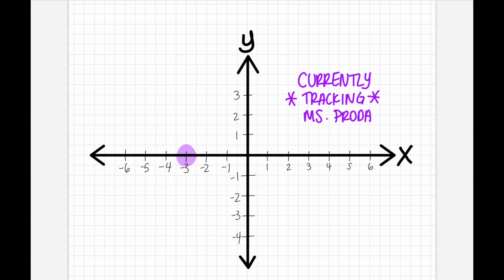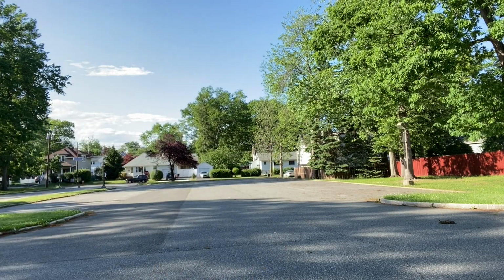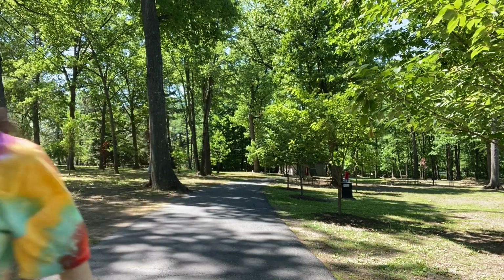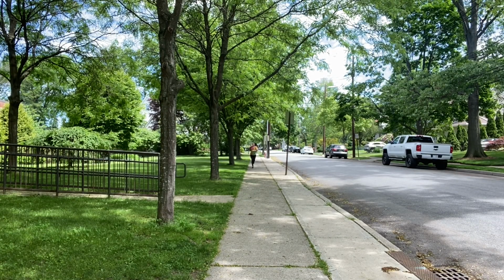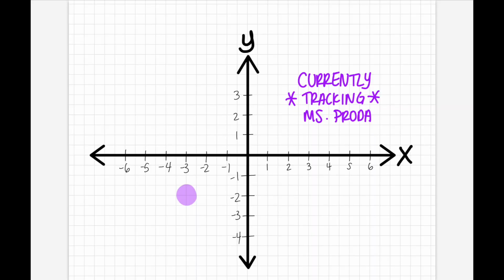Let's get back to Miss Proda. I'm at -3. Now I have to go to -2 on the x-axis, y-axis, origin. So if I need to go to -2, negative numbers would be this way. Here I am. Were you right? Did you say down? Great work!